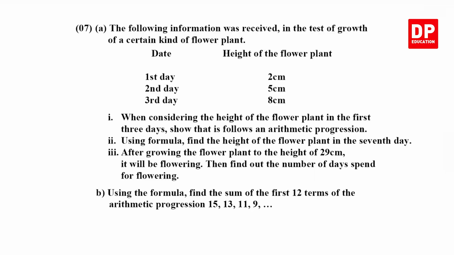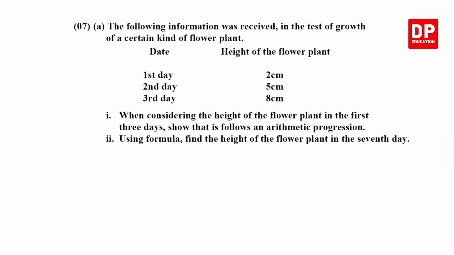Question number 7, you get 2 parts. So we'll do separately. The following information was received in a test of growth of a certain kind of flower plant, date and height of the flower plant. When considering the height of the flower plant in the first 3 days, show that it follows an arithmetic progression.